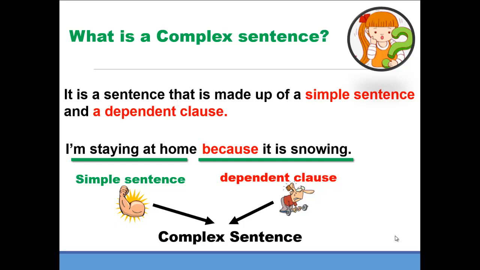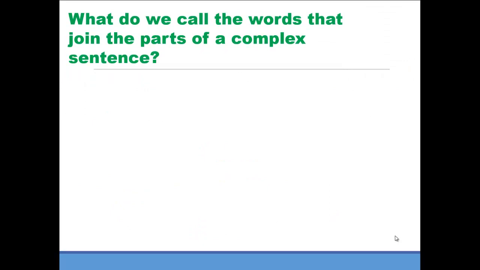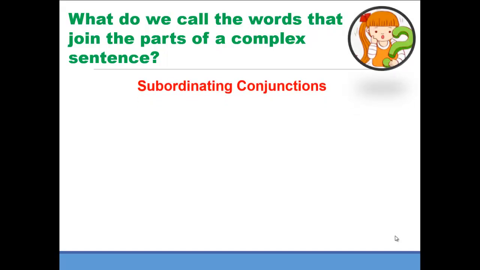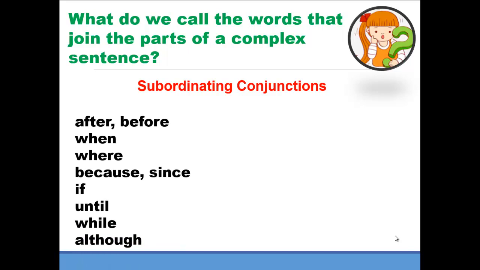So again, what is the meaning of a complex sentence? A complex sentence is made up of a simple sentence and a dependent clause. What do we call the words that join the parts of a complex sentence? We call them subordinating conjunctions. Repeat after me. Subordinating conjunctions. They are words that join the two parts of the complex sentences. These are the most common subordinating conjunctions: after, before, when, where, because, since, if, until, while, and although.